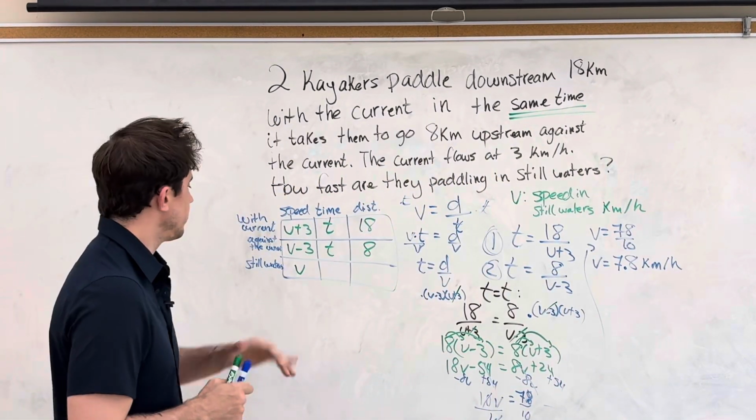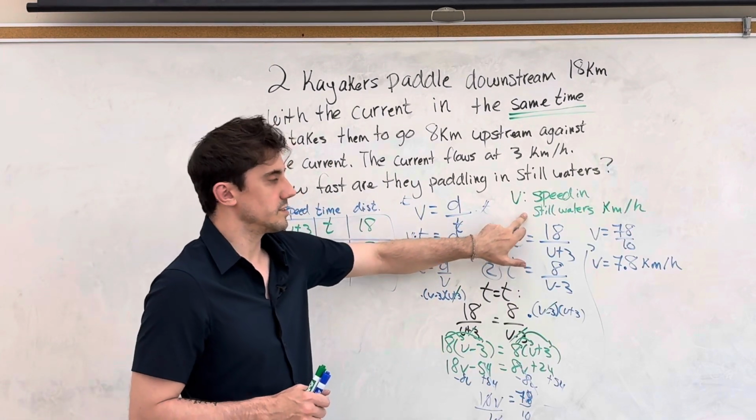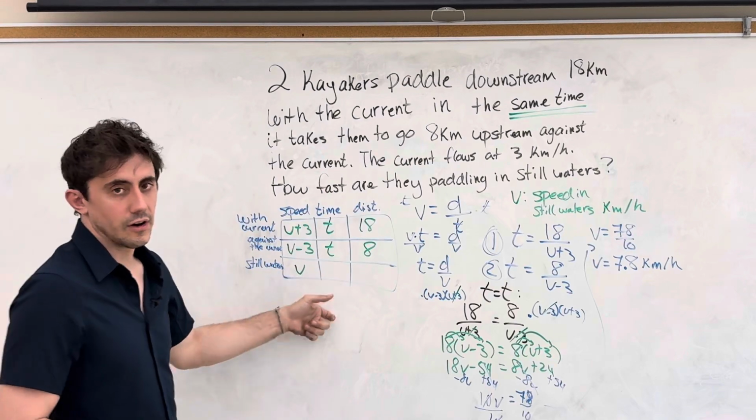That is our speed, v, that we defined to be the speed in still waters in kilometers an hour, and that's what we were after all along.